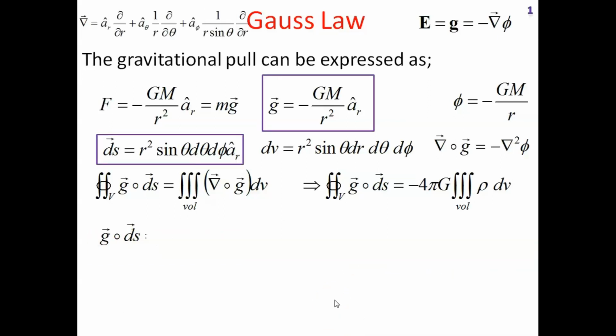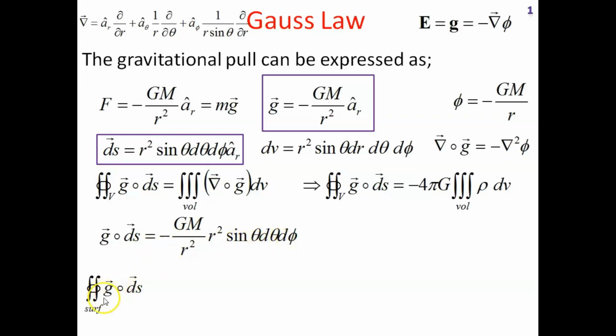Now we shall work out the surface integration part, and the surface integration element ds bar is displayed here. I am interested in finding G bar dot ds bar. When G bar is known to us, ar dot ar will be 1 and we will be left with minus G m sin theta d theta d phi.